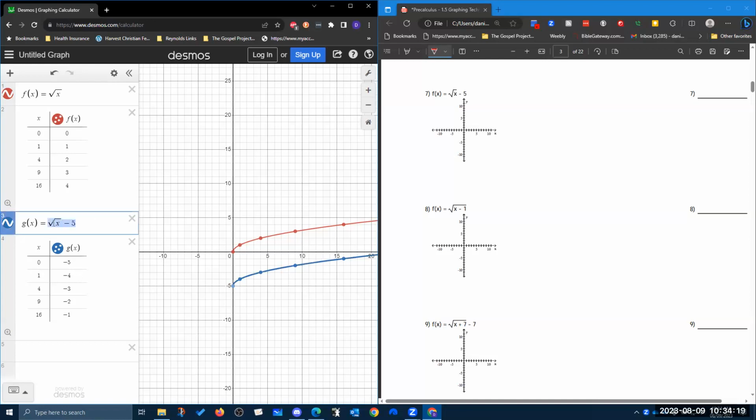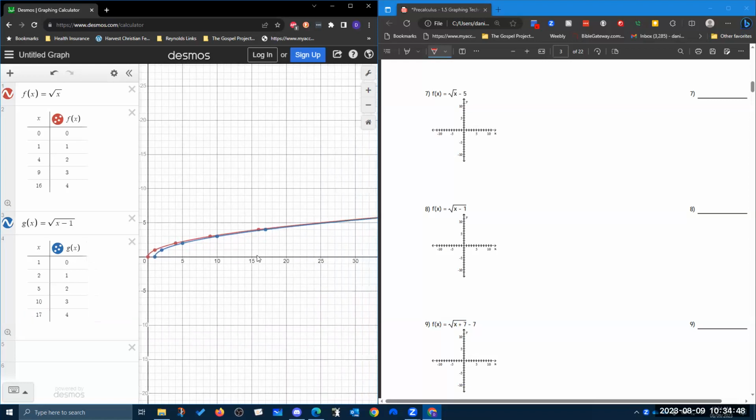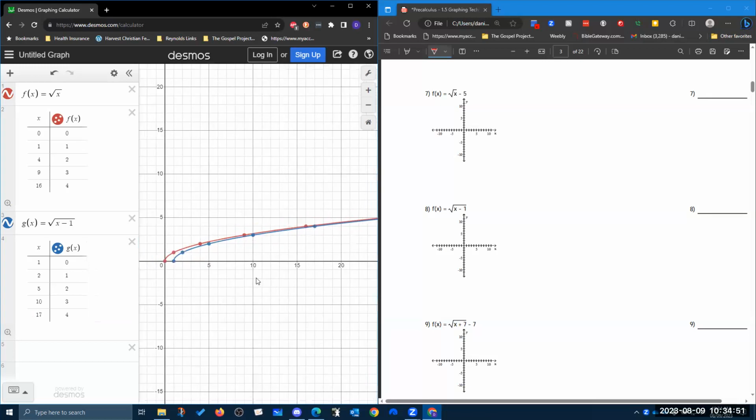Let's go ahead now, and instead of a vertical transformation, let's try a horizontal one. Let's stick x minus 1 inside. And since I'm shifting 1 to the right, I'm going to want to increase all these by 1. And let's see if I can zoom in a little bit on the graph.